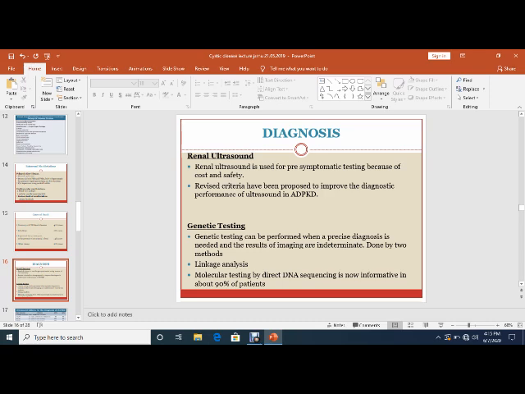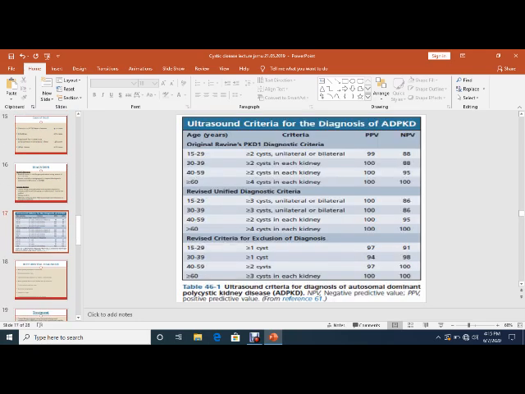Genetic testing is important also. That can be performed when precise diagnosis is needed and results of imaging are indeterminate. These genetic tests are done by either linkage analysis or molecular testing by direct DNA sequencing, and in about 90% of the patients it is beneficial.